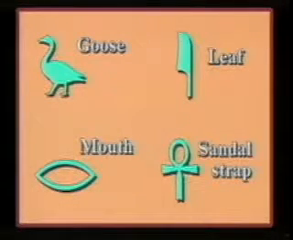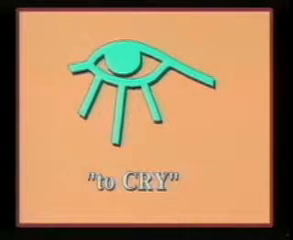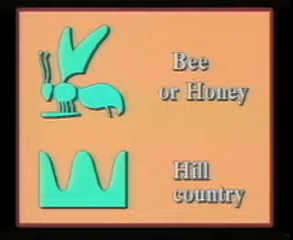Some of the pictures meant exactly what you might think. For example, this picture of an eye with tears meant to cry. This bee meant bee or honey, while these wavy hills meant hill country. But most of the pictures were actually used to represent sounds, just like the letters of our alphabet.